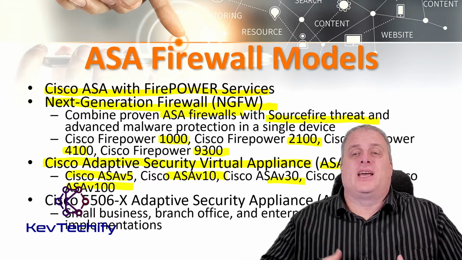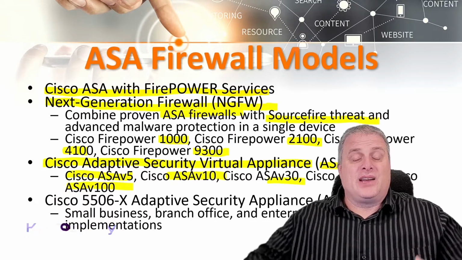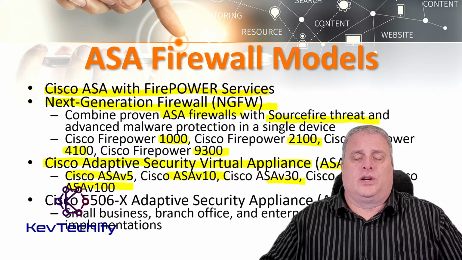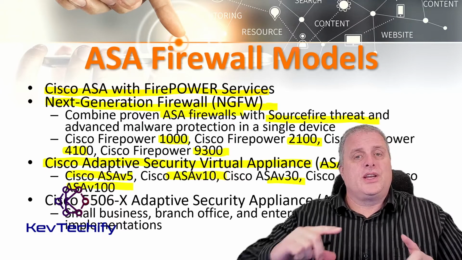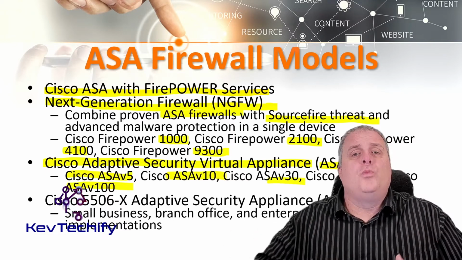The focus of this episode will be on the ASA 5506-X, which is designed for small businesses, branch offices, and the enterprise teleworker implementations. This is not a virtualized machine. This is one of the little devices you can mount on your desktop or something like that, which a home user can use.